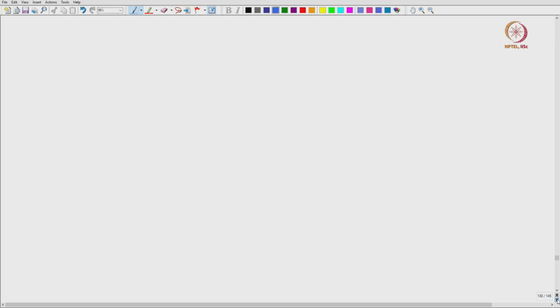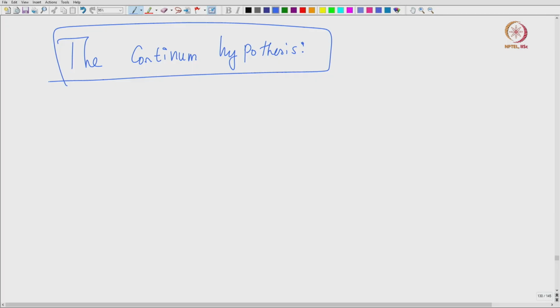For example, there is something called the continuum hypothesis, which asks the question: is there any set having a cardinality in between the natural numbers and its power set? Okay, let me just state this. Continuum hypothesis. Usually the continuum hypothesis is stated between natural numbers and reals, because the reals and the power set of n have the same cardinality. So, one can actually state it between n and the power set of n as well.